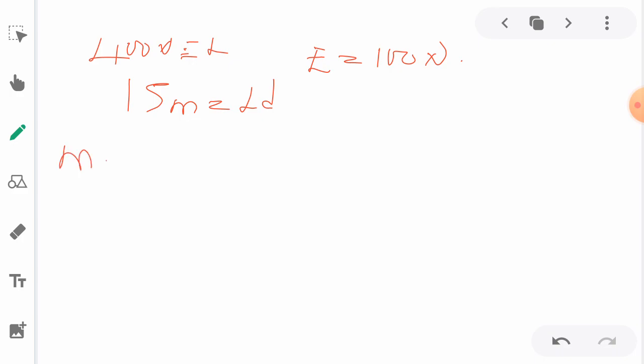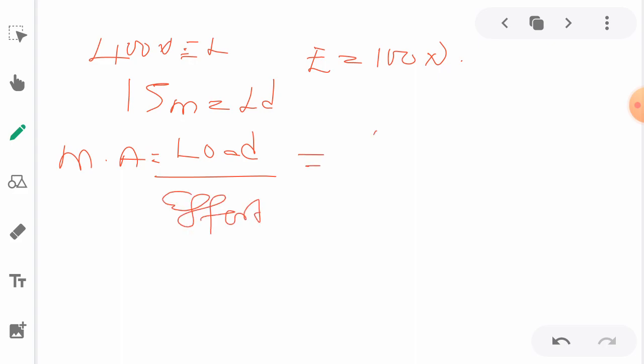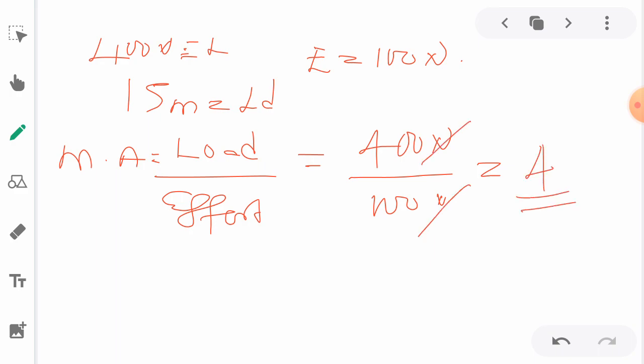So mechanical advantage is equal to load over effort. And load is 400 newtons and effort is 100 newtons. So what do you get? You get 4. Units, they cancel. That's why I said these are ratios, they don't have units.